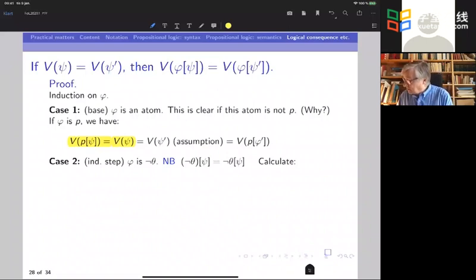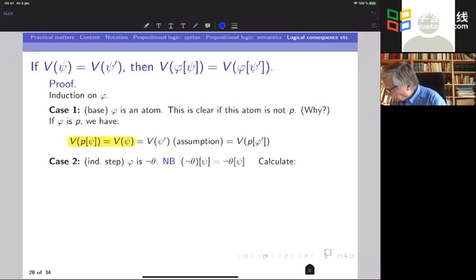Psi prime is the result of replacing... oh, there is again a typo here. So let me correct that. It should be V of P square brackets psi prime.